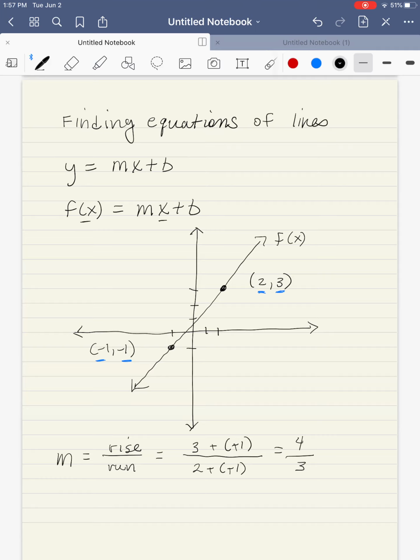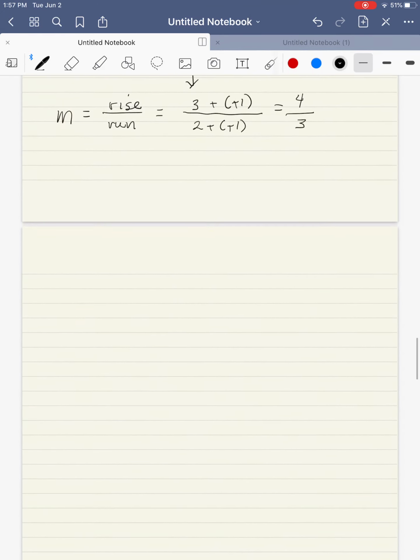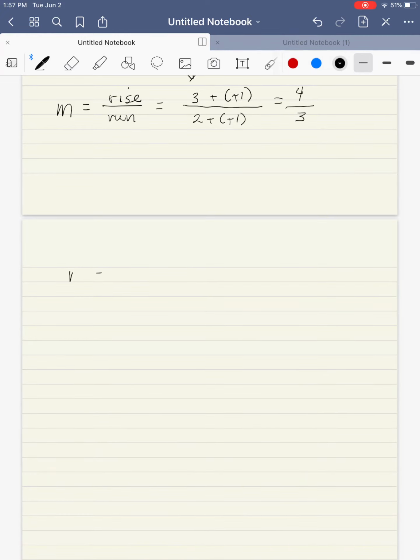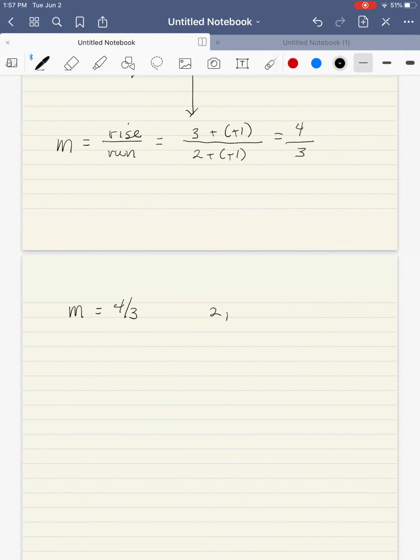And I do want to double check. I have a positive number. I am increasing from left to right. So that's something I need to mentally check every time. What we're going to see now is that if I know my slope is 4/3, I can find an equation of the line using either of the 2 points that are given. And I'm going to go ahead and choose the point (2, 3), because it doesn't have any negative numbers in it.